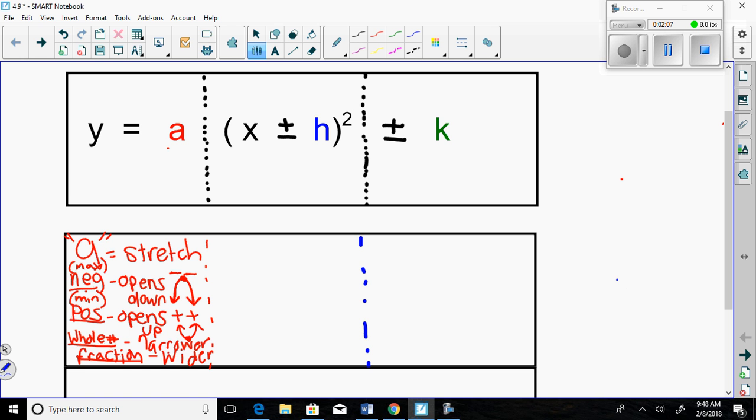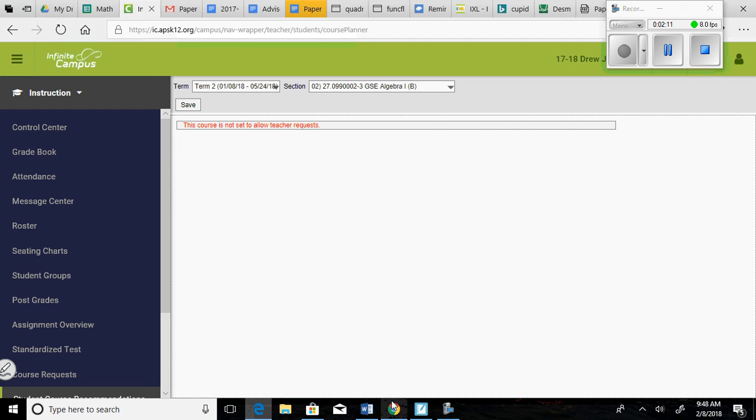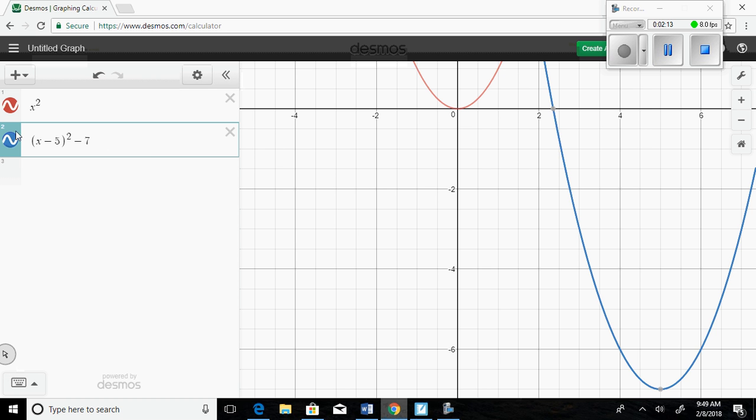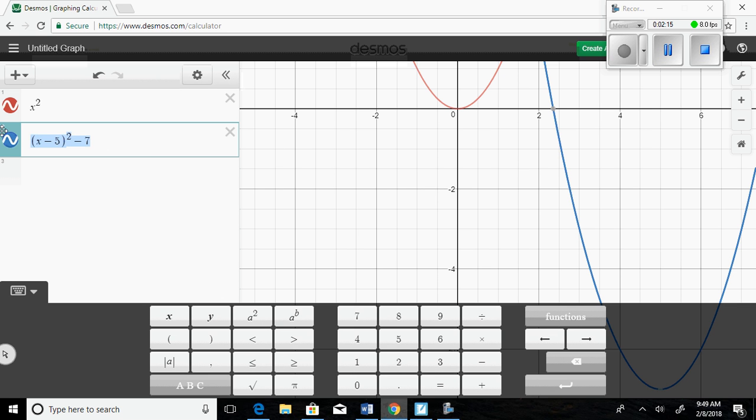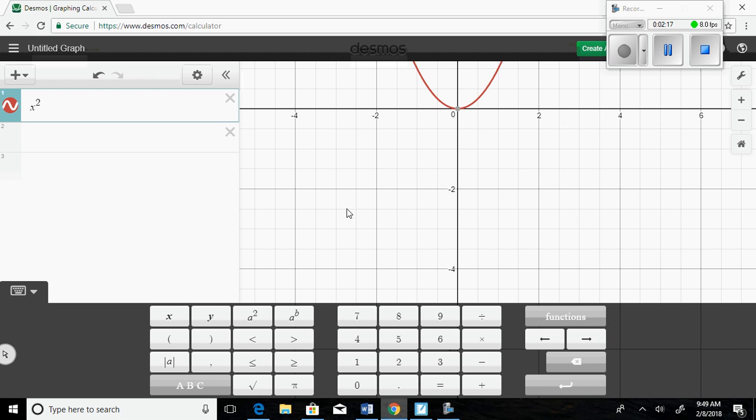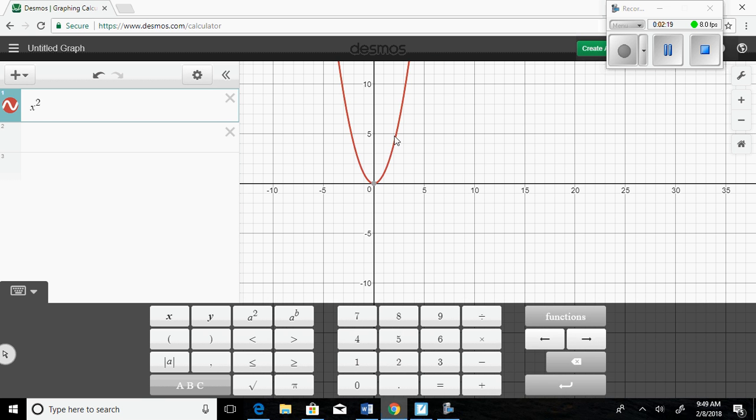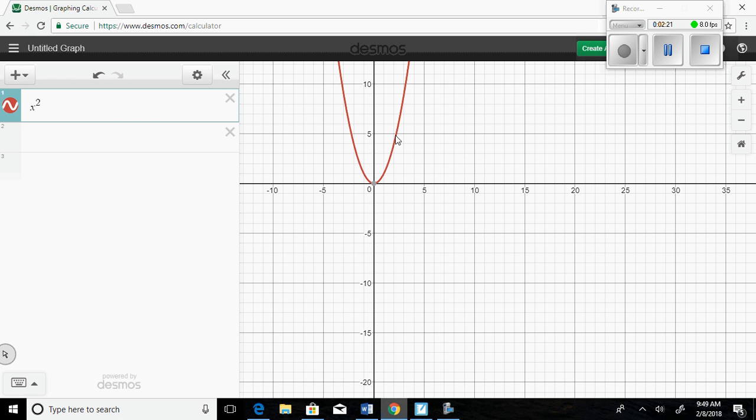So I'll just show you that now. I'll go back to the screen if you need it, but here's my parent function. So x squared is always known as your parent function. This is Mama Bear. There she is. Do you see her? Here's Mama Bear. She's always starting at 0, 0.